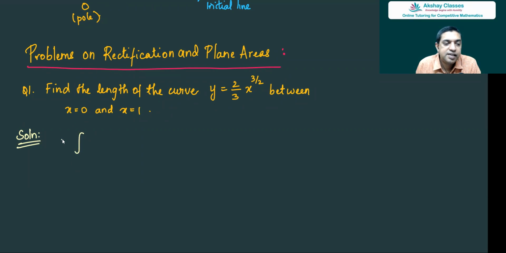The solution: we have to find the length. The length is integral of ds. Now ds we know is under root of dx square plus dy square. Now depending on where we have to integrate, we will pull out either dx or dy from this under root.